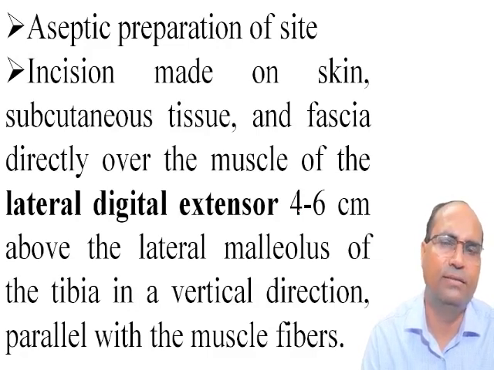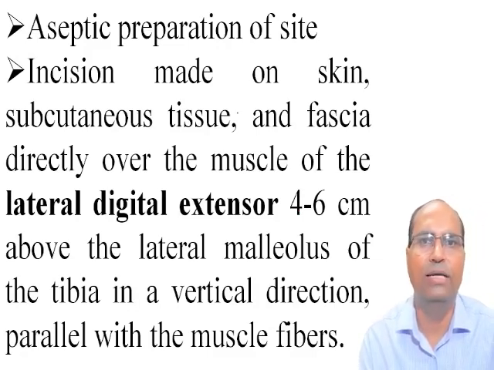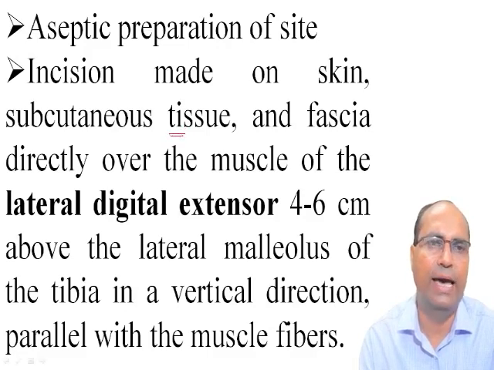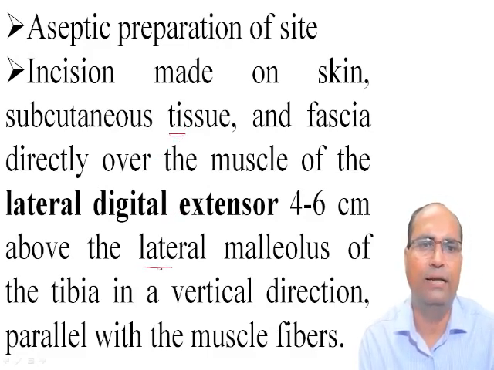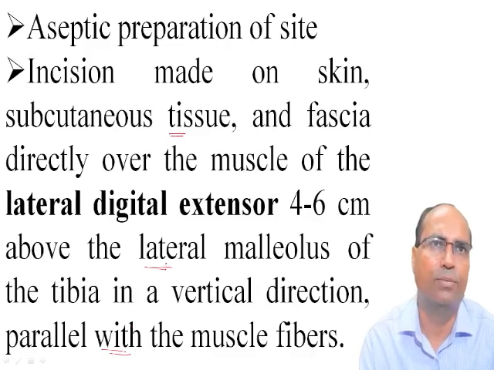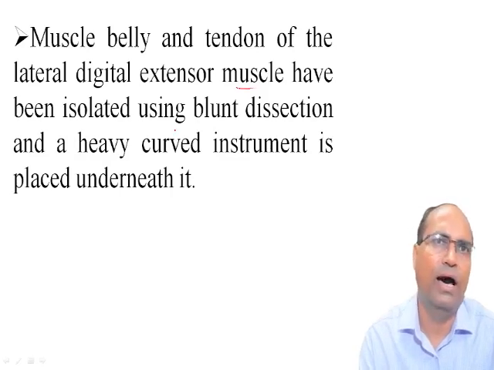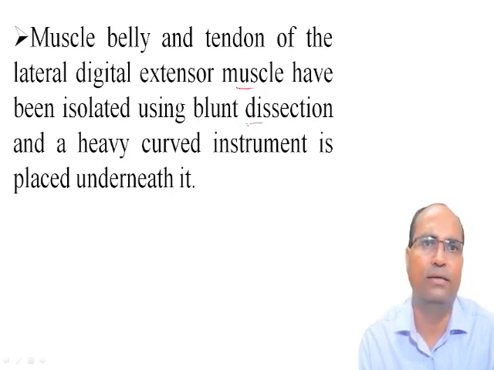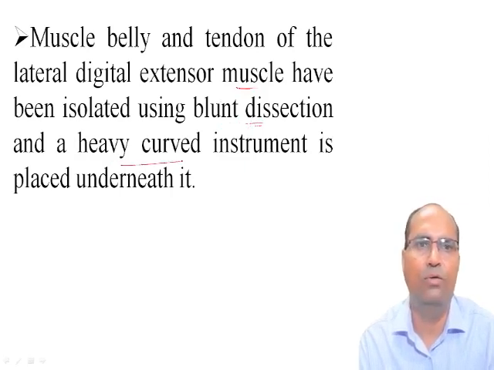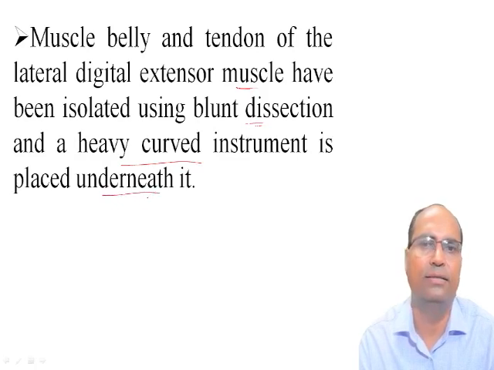After aseptic preparation of the site, an incision is made through the skin, subcutaneous tissues and fascia directly over the muscles of the lateral digital extensor, 4 to 6 centimeters above the lateral malleolus of the tibia, in a vertical direction parallel to the muscle fibers. The muscle belly and tendon of the lateral digital extensor have been isolated using blunt dissection, and a heavy curved instrument is placed underneath it.